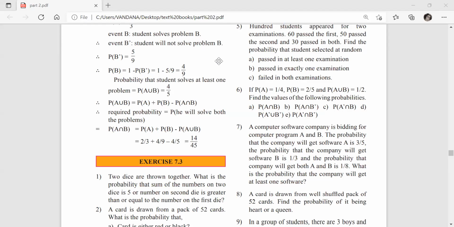Question 6. If P of A is 1 by 4, P of B is 2 by 5, A union B is 1 by 2. Sorry, find the values of the following probabilities. A intersection B.